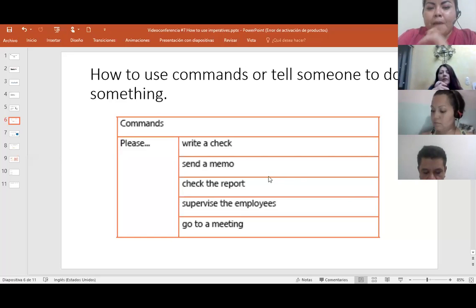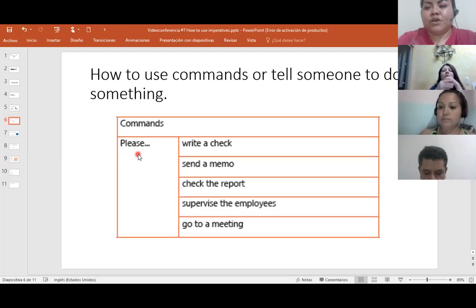In our conversation, we have these commands. Please, for example, please write a check. Send a memo. Check the report. Supervise the employees. And go to meetings. Okay? And I want you to pay attention to this because we are going to use the word please.